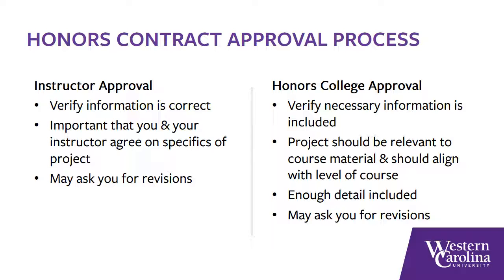We'll make sure that the project is relevant to the course material and that it aligns with the level of the course, whether it's a 100, 200, 300, or 400 level course. We'll make sure there is enough detail included in your honors contract so that we in the Honors College know what you're going to be doing for your project. Now again, just like your instructor is able to do, we might send it back to you to ask for revisions. Generally speaking, this is where we require some more detail than you provided us on the template.